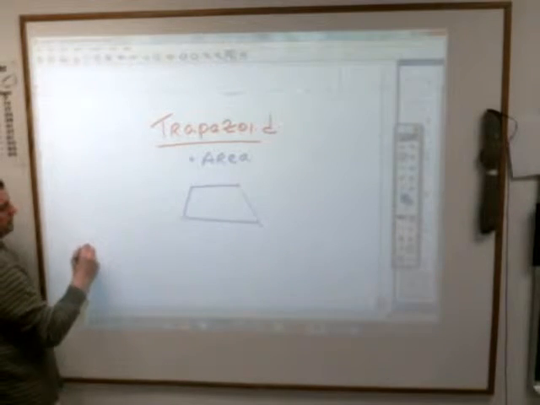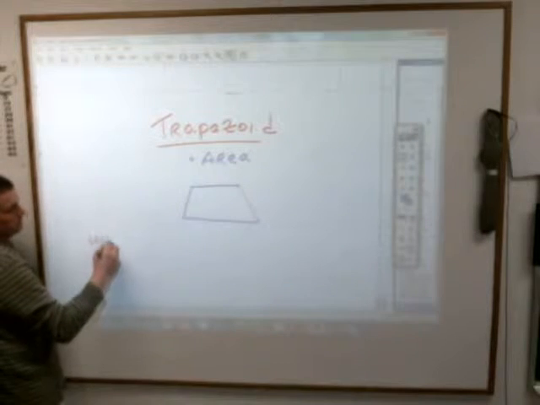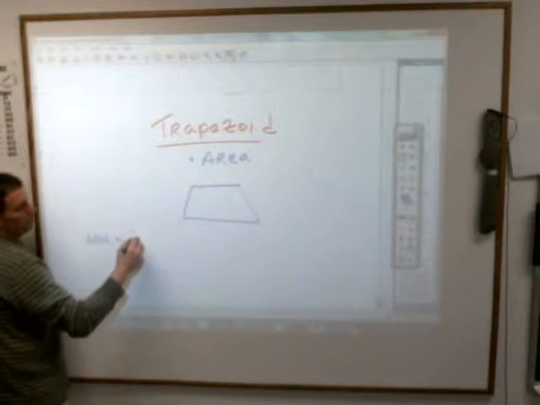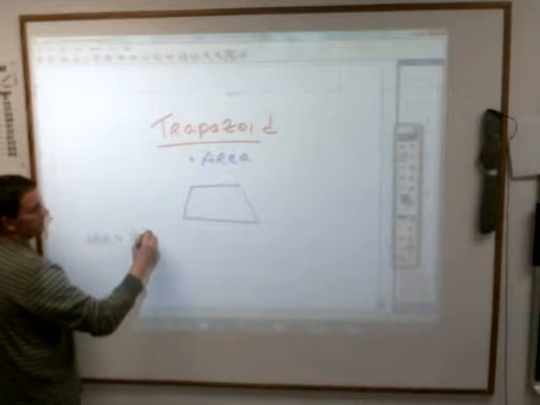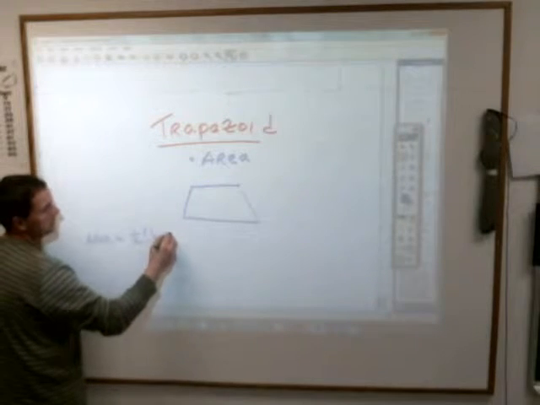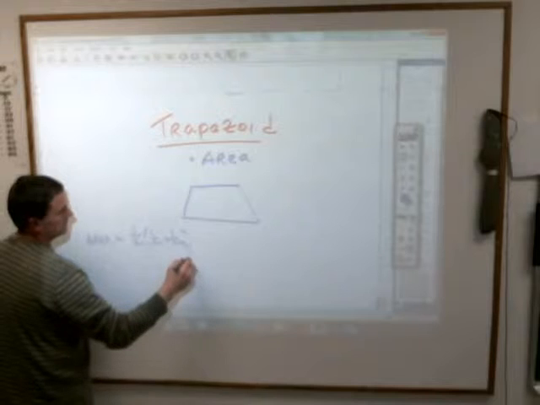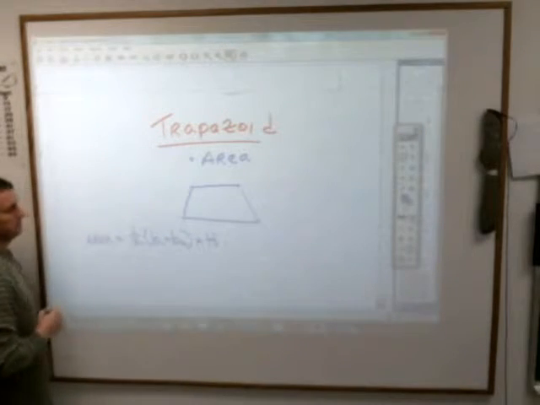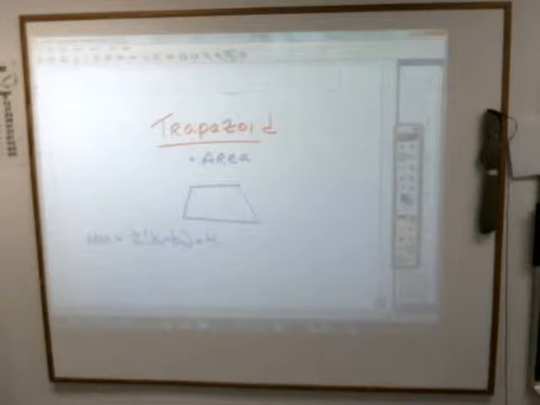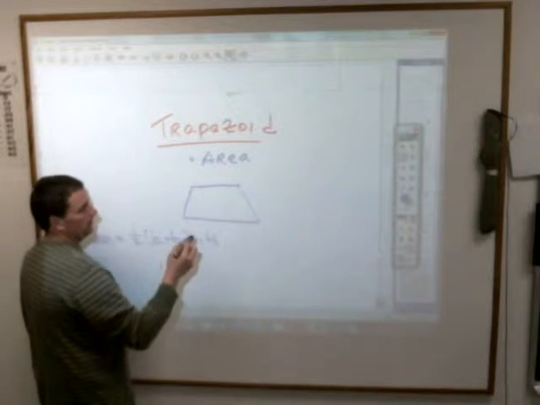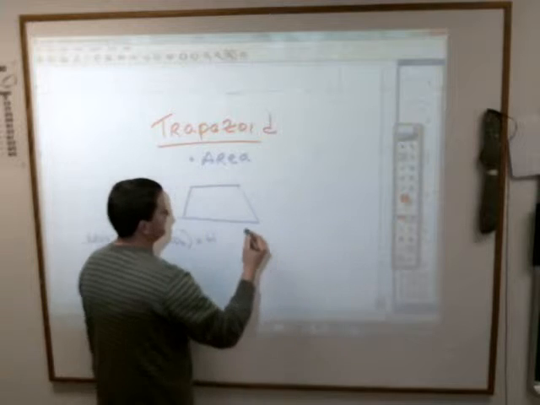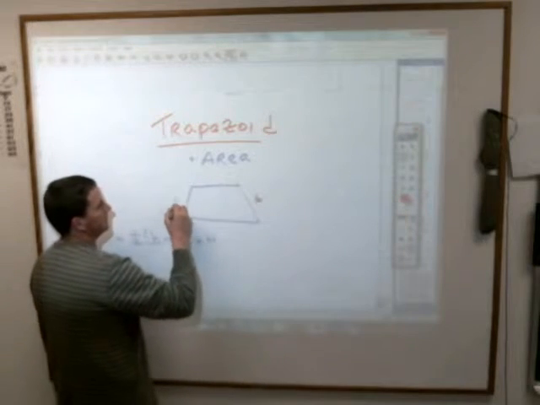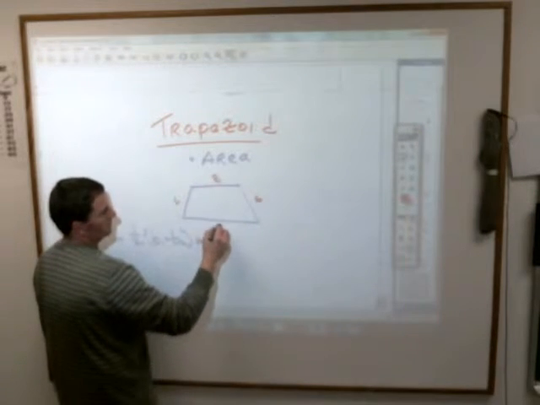The area of a trapezoid equals 1/2 in parentheses b sub 1 plus b sub 2 times the height. Why don't you write that down, and then we'll talk about this. Let's see, let's do some dimensions here. Let's make this 6, 6, 8, 12.